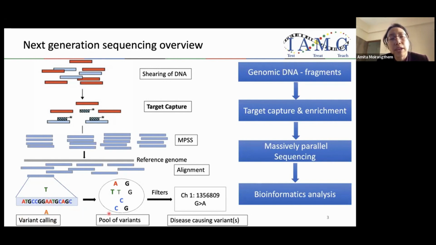And then we end up with a pool of variants in different genes, also known as the variant calls. Then out of these thousands of variants, using different filters, we arrive at one or a few disease causing variants, which is supposedly the cause of the phenotype seen in our patient. So this is in very brief the overview of next generation sequencing.